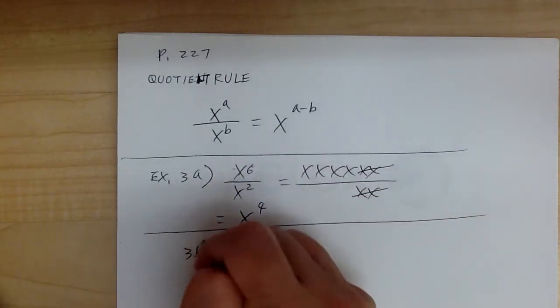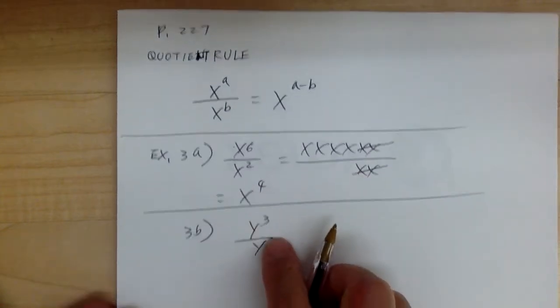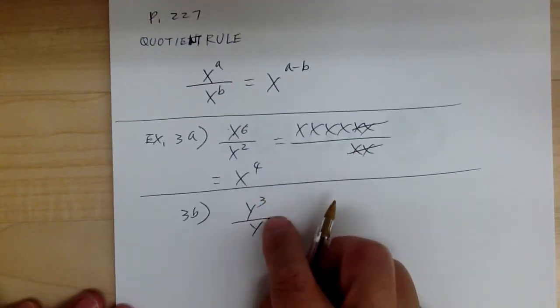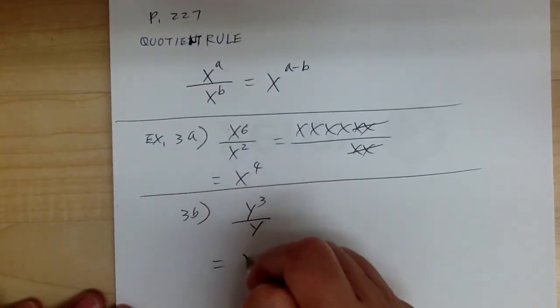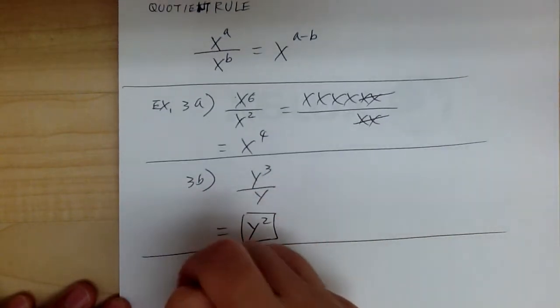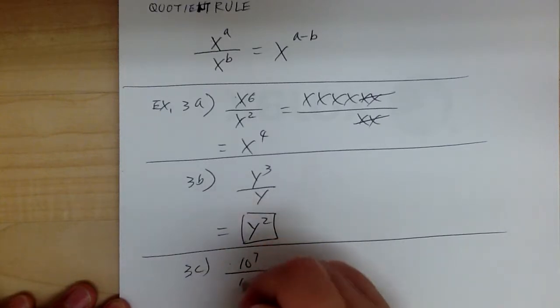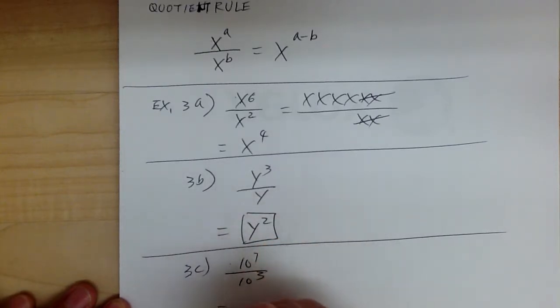Okay, let's go to 3b. You got y to the 3 over y. Now again, when you don't see the number, it means it's 1. So you got 3 minus 1. This will give you 2, so it'll be y to the 2. Okay, let's go to 3c. You've got 10 to the 7 over 10 to the 3. So 7 minus 3 gives you 4, so it'll be 10 to the 4.